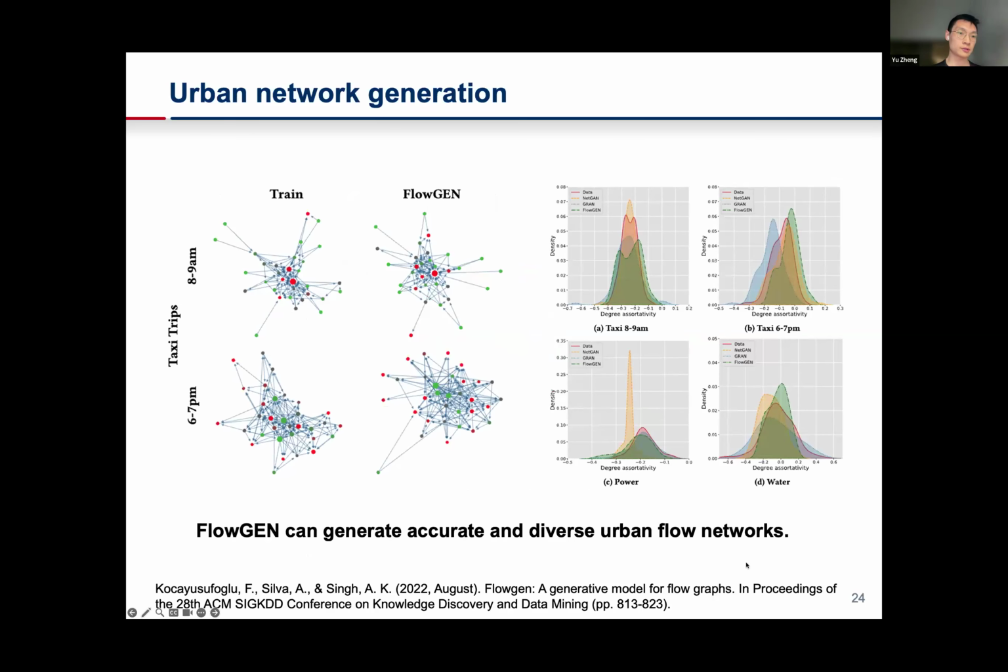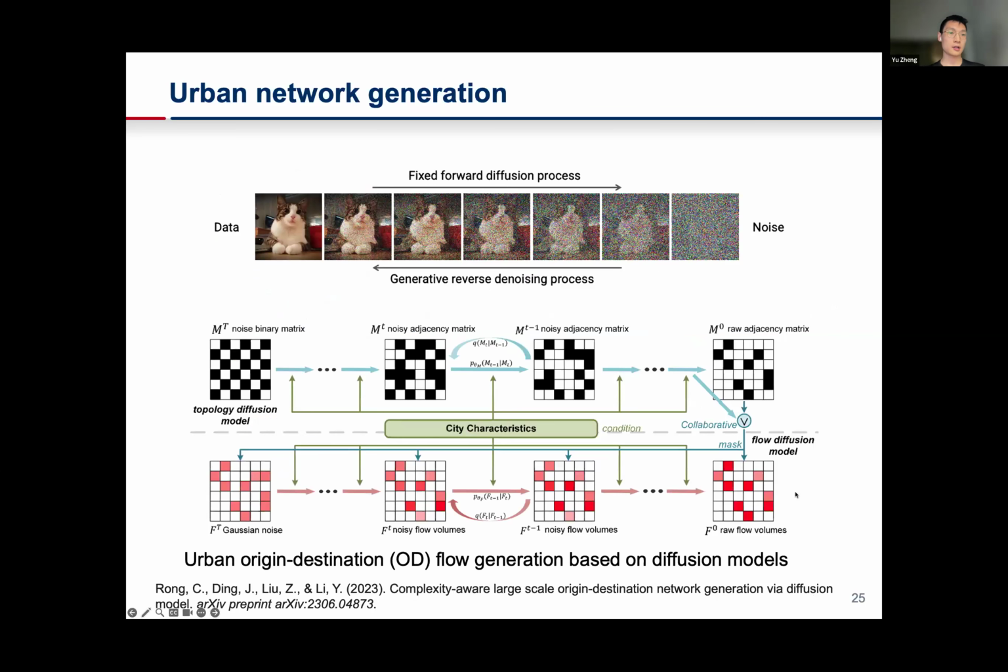And on the real-world taxi trips data, we can see that this FlowGen method can generate accurate and also diverse urban flow networks. And in the last 2 years, the diffusion model has been shown to outperform the previous generation of GAN models in image generation. And we here also find that we can utilize this diffusion framework to replace the previous GAN model in generating urban origin-destination flow.